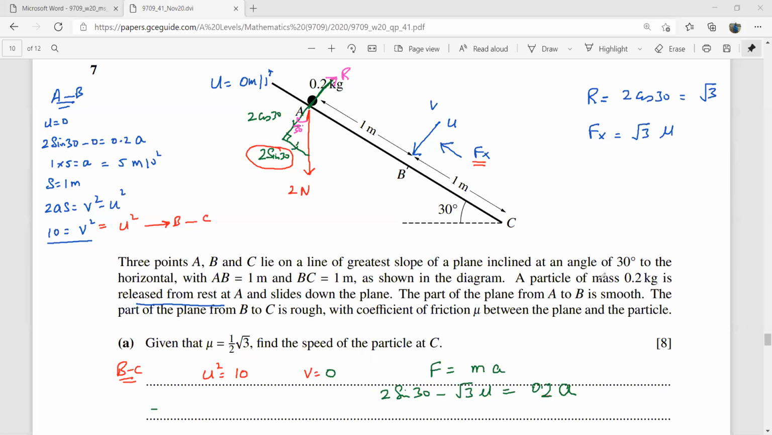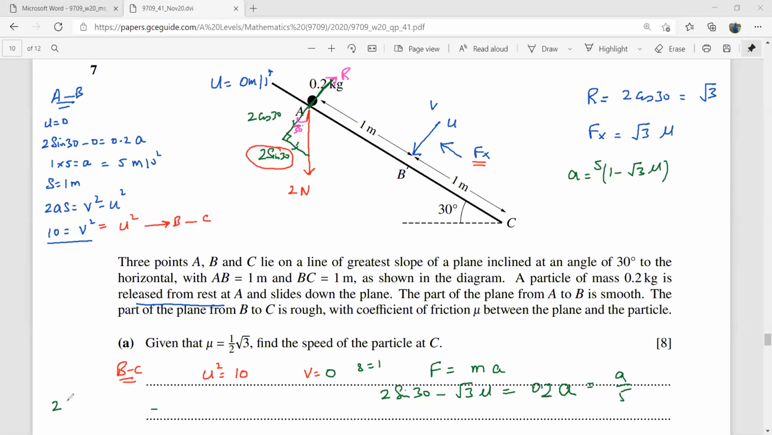So this acceleration is going to be 1 minus under root 3 mu into 5, right? Because 0.2 is 1 over 5, so 5 is cross multiplied here. So this acceleration is this. So guys, we have final speed 0. We have distance covered equal to 1. Let's put all of that into the equation once again.